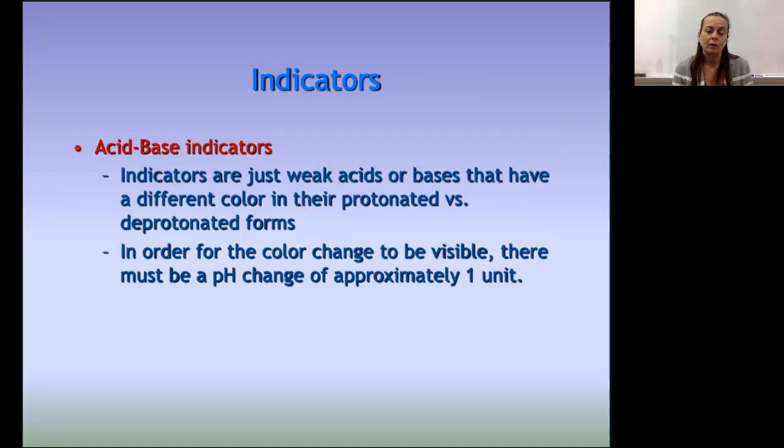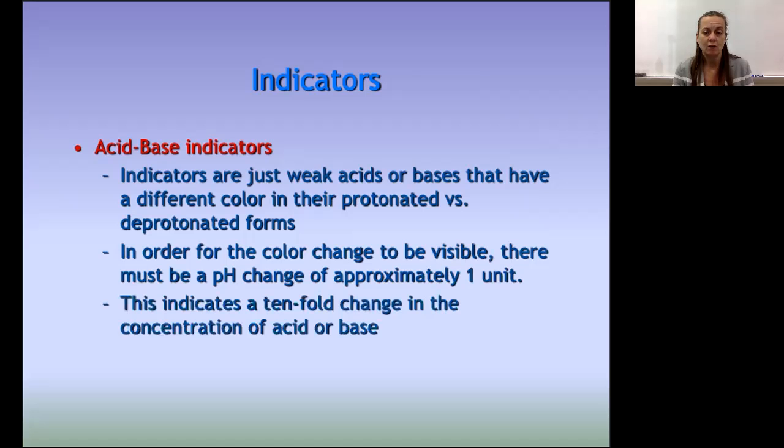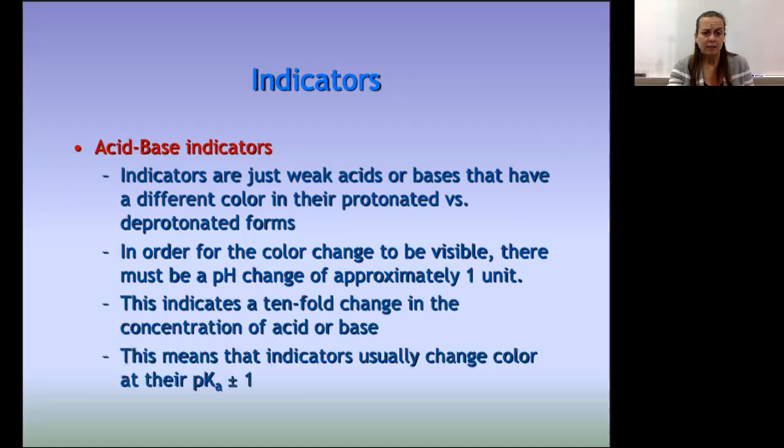Now, limitations in human perception mean that in order for the color change to be visible, there has to be a pH change of approximately 1 unit. Remember the pH scale is a logarithmic scale, so a 1 unit change means that there's a 10-fold change in the concentration of acid or base. So what does that mean for us? It means that indicators usually change color at their pKa plus or minus 1. So when pH is plus or minus 1 of the pKa, that's where the indicators usually change color. And so that allows us, if we know that there's a color change, to determine what the pKa of that weak acid is. It also allows us to choose the appropriate indicator for our titration.